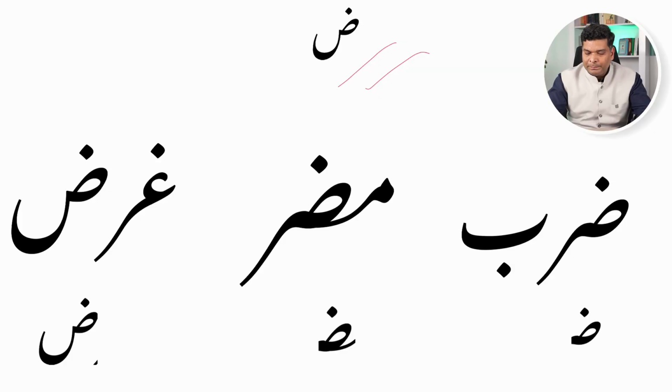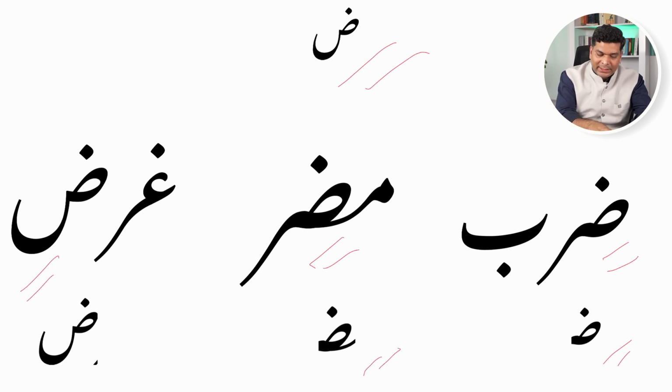You can look at Zad, for example. It has got the similar shape in the beginning, where it truncates. In the middle, Muzir, it truncates. In the end, gharz, it retains its shape, right?